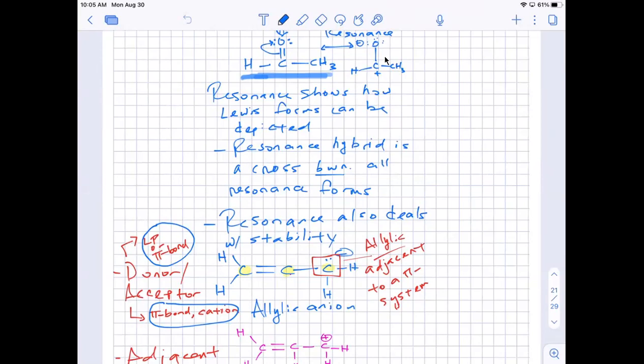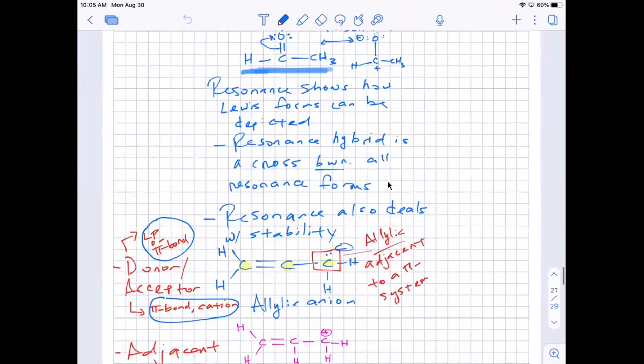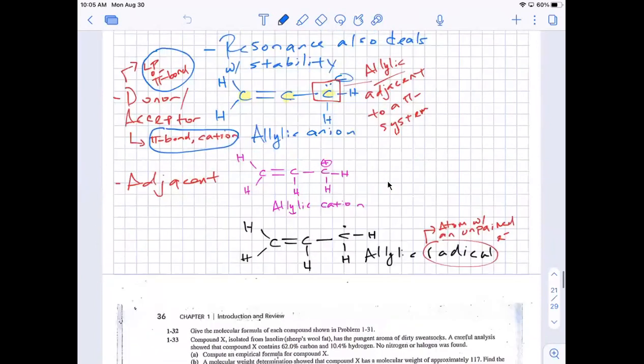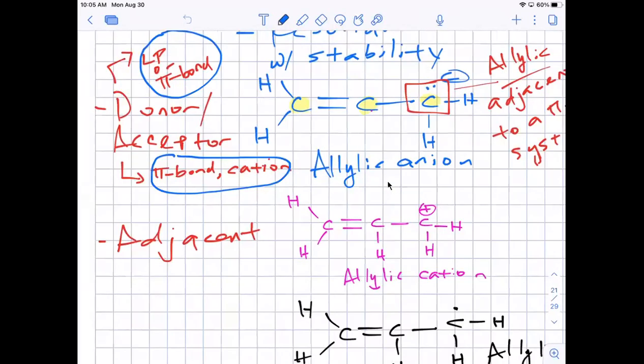On Friday, we started talking about resonance and how resonance adds stability, and how the more resonance forms you can draw for a molecule, the better. That was also information in the set of resonance videos I sent out about a week ago. And we talked about in order to do resonance, you need a donor and an acceptor, and you need them adjacent to one another, right? So that they can share electrons.